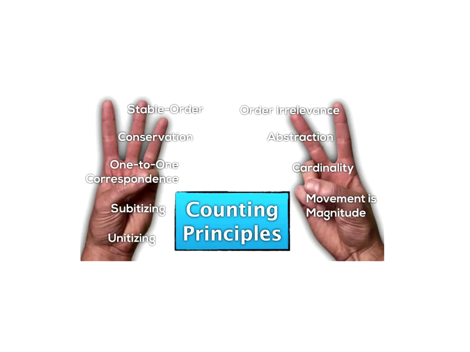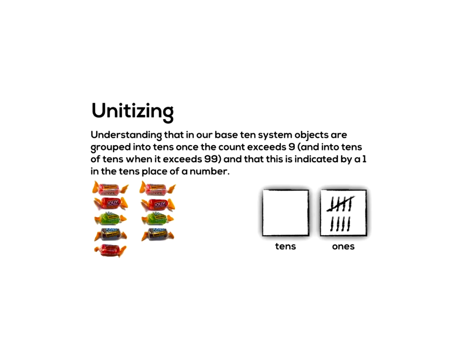So all of these different counting principles are really important, but the one I'm going to focus in on today is the last one listed here, this idea of unitizing. And the idea of unitizing is looking at equal groups of objects and calling them a unit. So counting those groups would be unitizing.